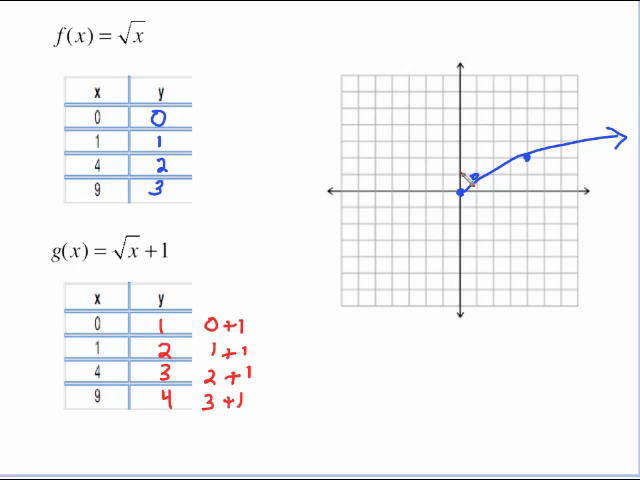So 0, 1, 1, 2, 4, 3, and that's probably good enough. See if I can get the curve to look okay. And that is your shifting of up 1.